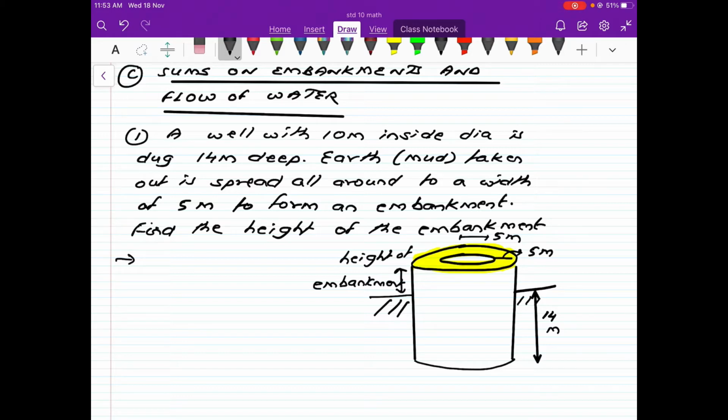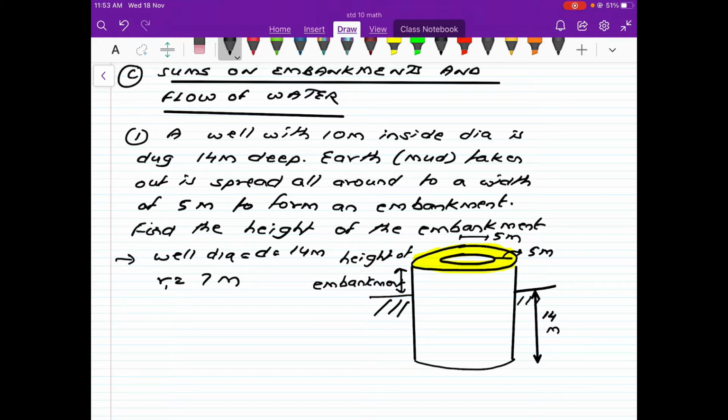So now let us start this way. A well with inside diameter of 14 meters. So the well diameter is given as 14 meters. So the radius is 7 meters. Now this I'll put as R1.